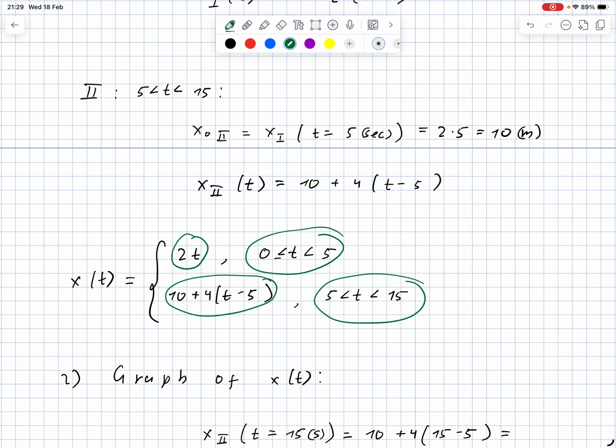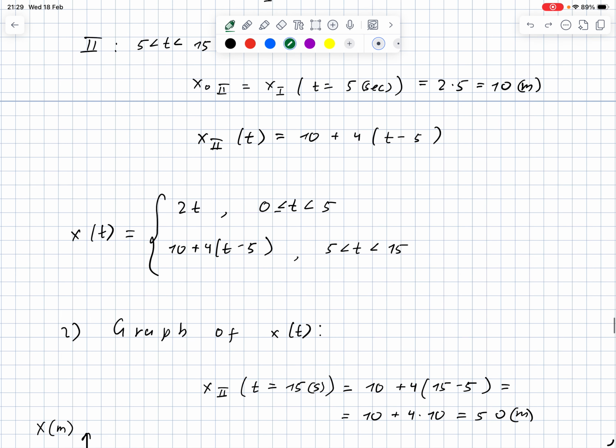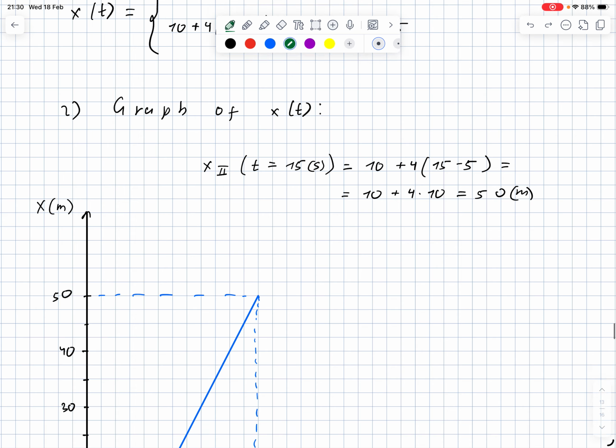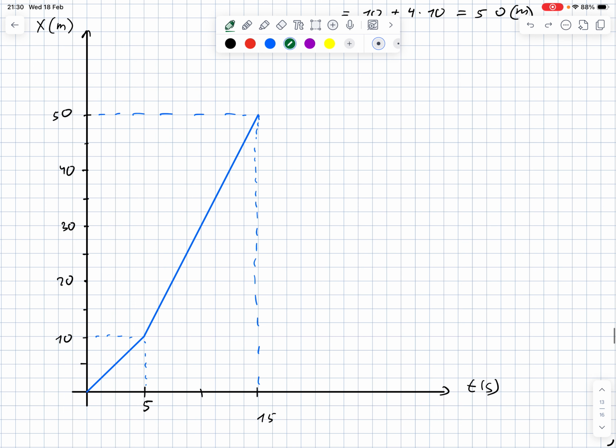Now let's try to draw the function of x of t. Okay. Also, I want to find what is the final position when t equals 15 seconds. Of course, we're going to use this formula. Okay, we're going to substitute t equals 15 seconds here, and we get that the final position of this object is 50 meters.